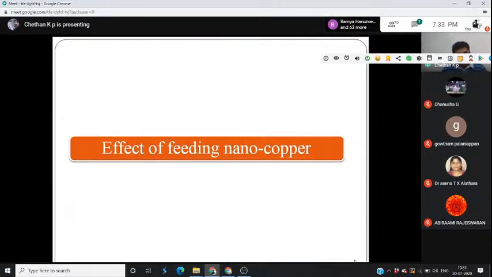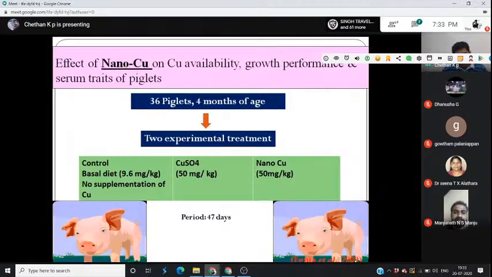So let's understand the effect of these nanominerals in animals. Some research has already been going on. I have taken some reviews and research papers and their findings to better understand the effect of feeding nanominerals. Very first, we'll understand about nano copper.